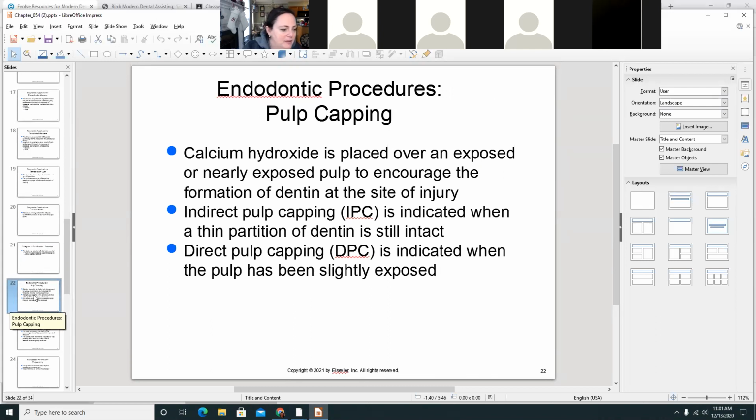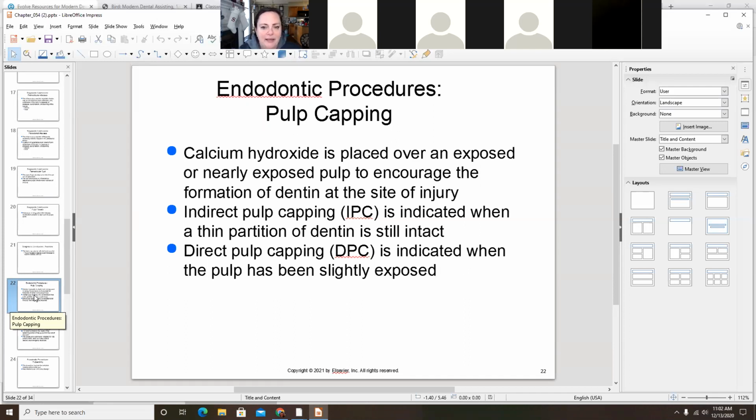Pulp capping. So we talked about this when we talked about doing a regular filling, right? Calcium hydroxide, otherwise known as Dycal, right? Is placed over an exposed or nearly exposed pulp to encourage the formation of dentin at the site of injury.